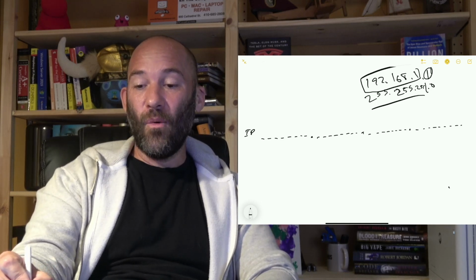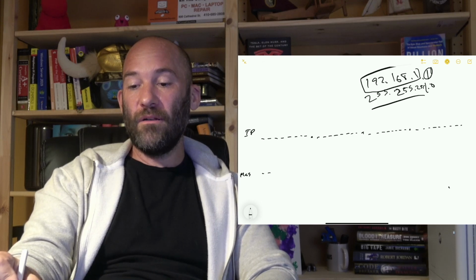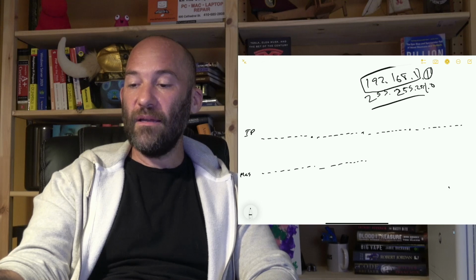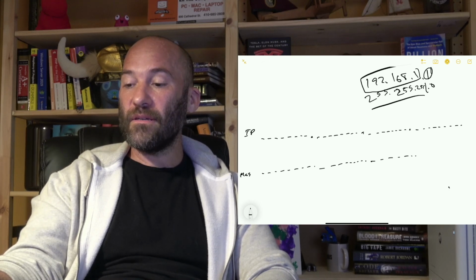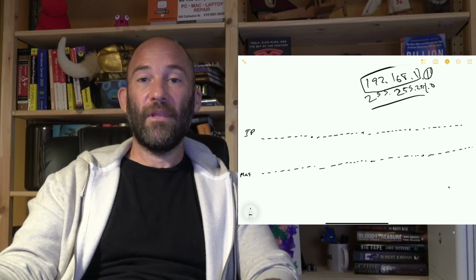Anyways, now we have the subnet mask, right? So the subnet mask is underneath. 1, 2, 3, 4, 5, 6, 7, 8, dot, 1, 2, 3, 4, 5, 6, 7, 8, dot, 1, 2, 3, 4, 5, 6, 7, 8, dot, 1, 2, 3, 4, 5, 6, 7, 8.